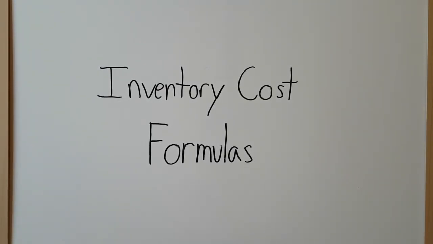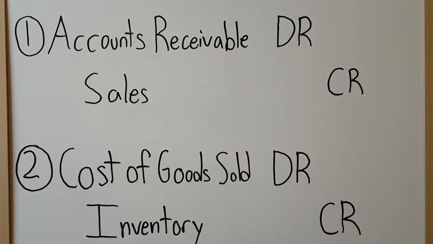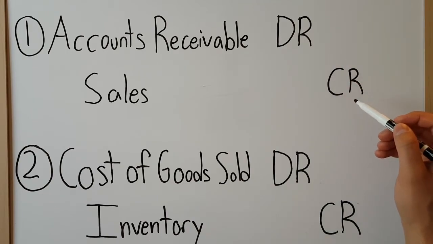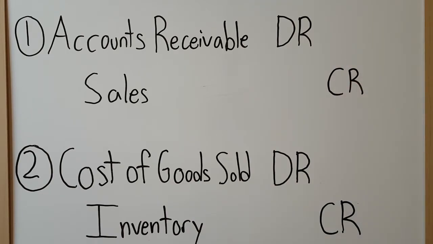Today we're going to be talking about inventory cost formulas. So when a company sells a product, there are two entries. The first is to record the sale by debiting accounts receivable and crediting sales for the amount the item was sold for. The second entry is to expense the cost of the inventory item to the company now that it has been sold. We do this by debiting cost of goods sold, or COGS for short, and crediting inventory for the cost of the item.